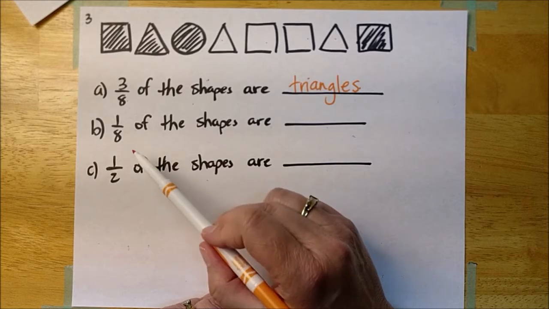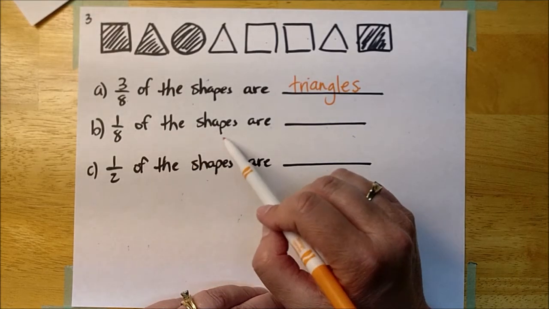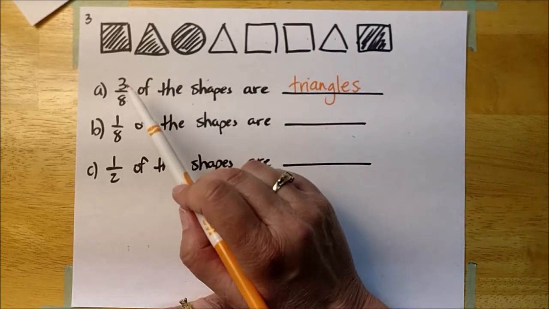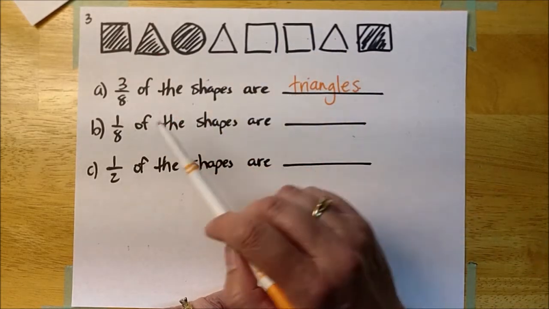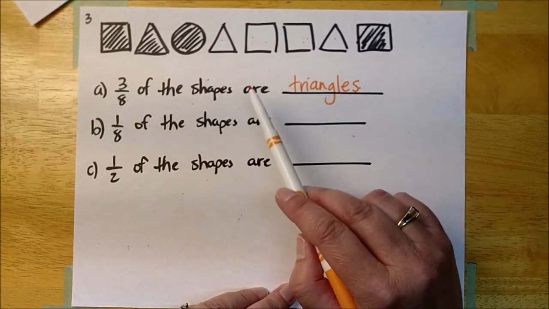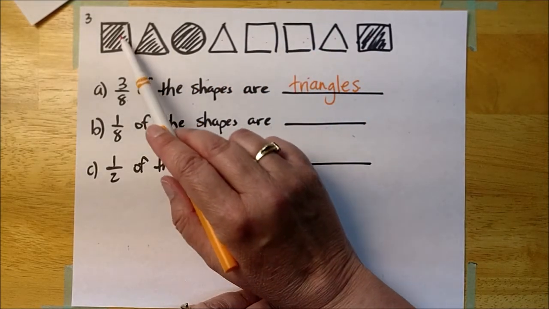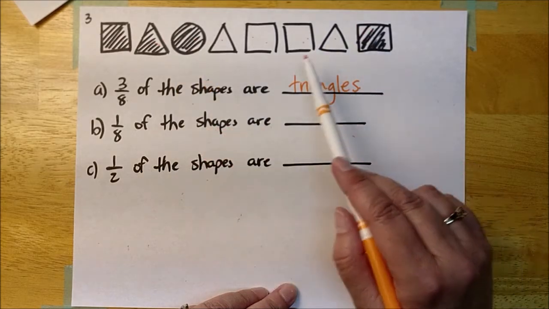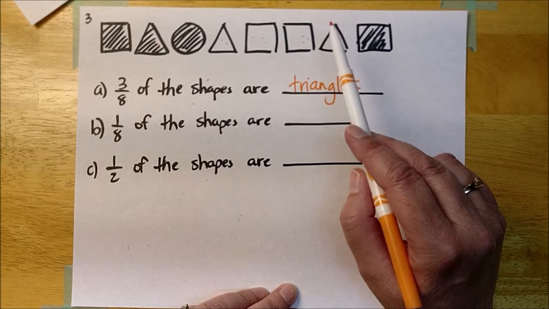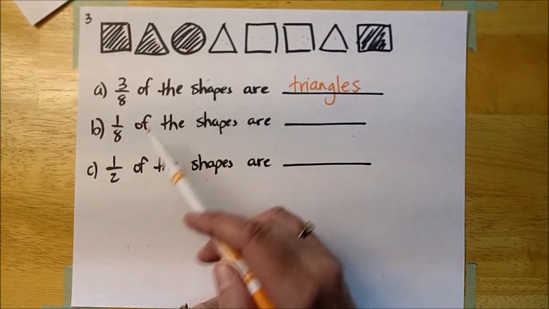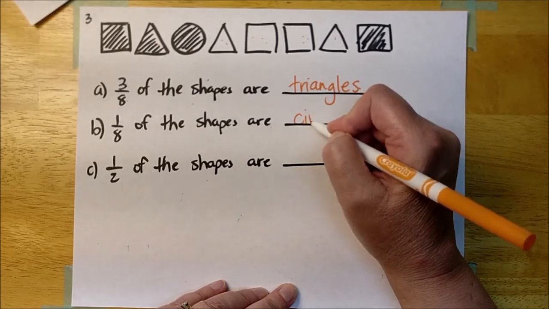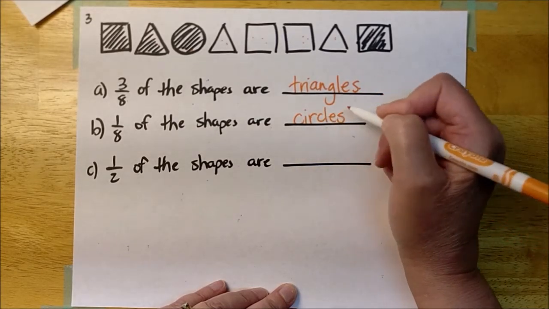Now the next question says 1/8 of the shapes are, okay, so I'm going to say, well, it's not going to be triangles because there were 3 of them. Is it my squares? 1, 2, 3, 4. No. Is it the ones that are shaded in? 1, 2, 3, 4. No. Is it the ones not shaded in? 1, 2, 3, 4. No. There is only one circle. So 1/8 of my shapes are circles.